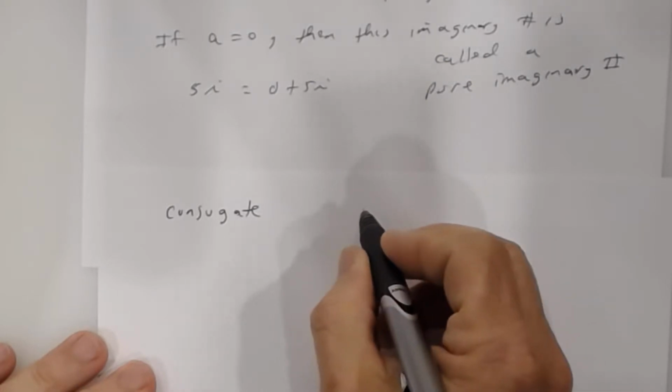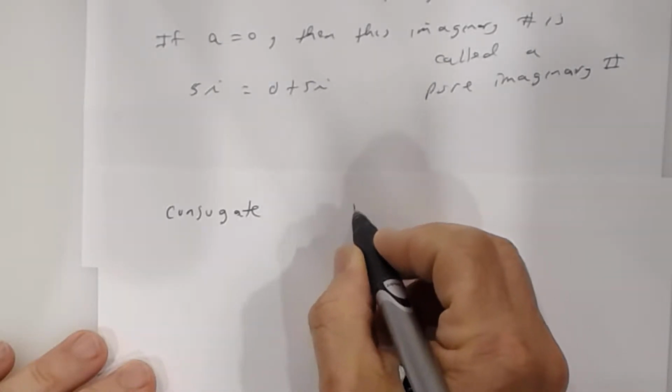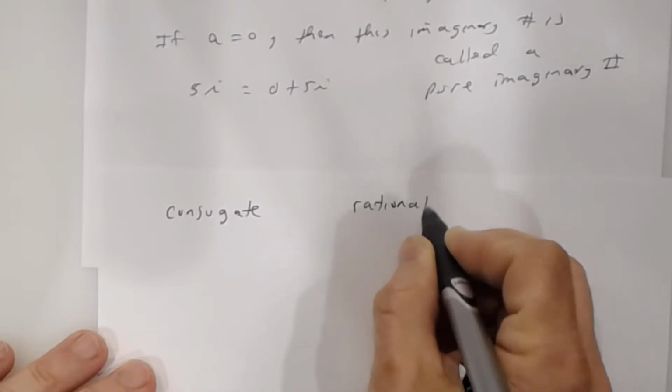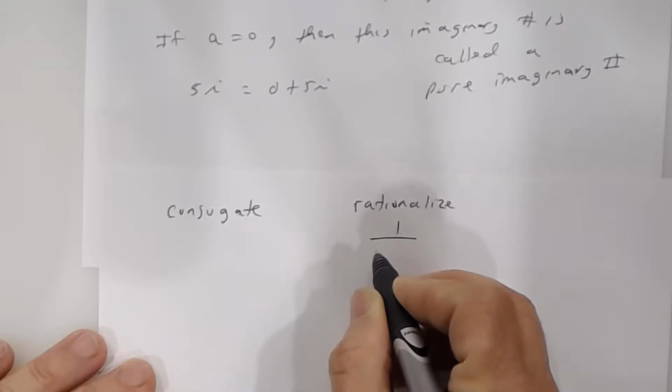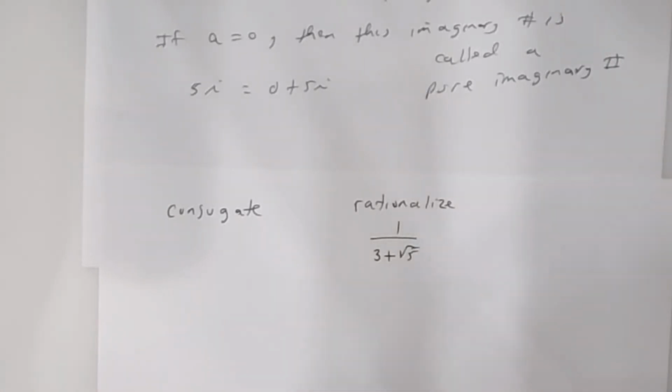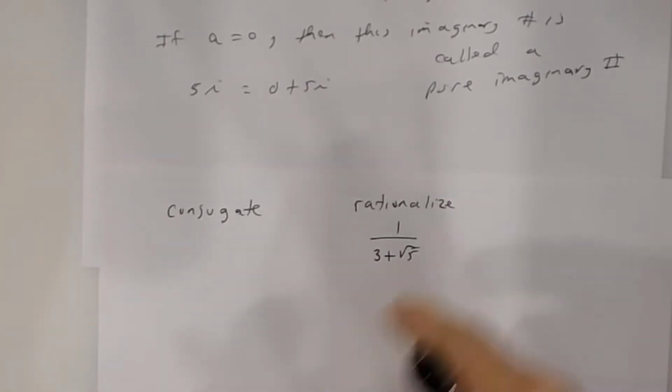So for example, let's review something from last semester. If I want to rationalize 1 divided by, let's say, 3 plus the square root of 5. Now this is last semester. The square root of 5 is what kind of number? Imaginary, rational or irrational? It's irrational. When it says rationalize the denominator, that means you want to make the denominator what kind of number? Rational. Okay. In order to do that, what did you have to multiply the numerator and the denominator by?